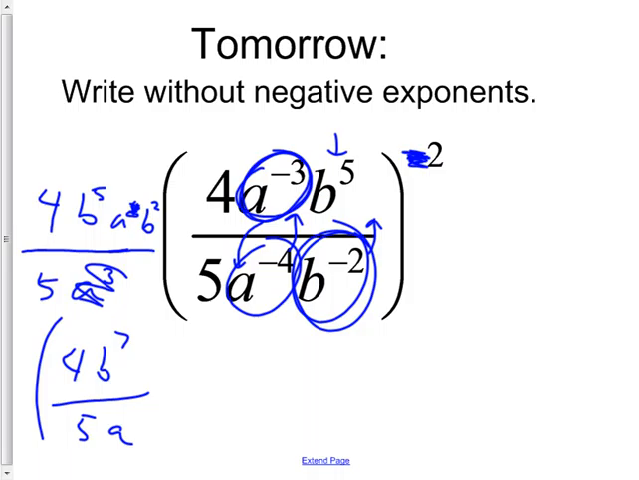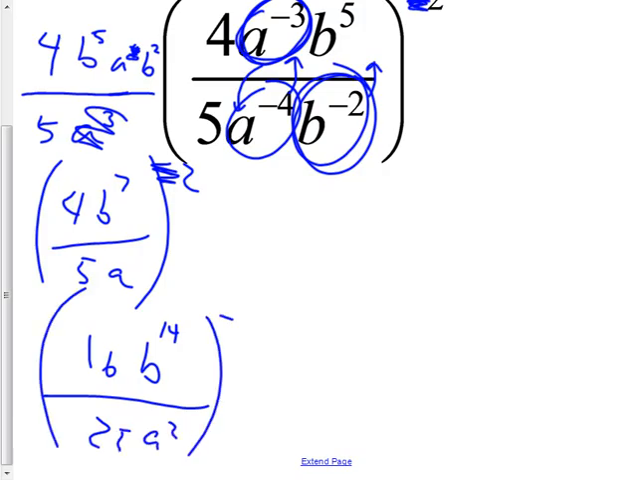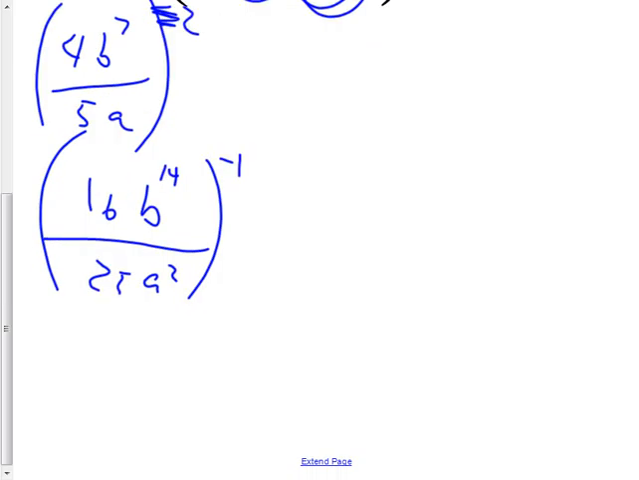So there it is, and I got to do that to the negative 2 power. And then I ignore the negative for now, and I square everything. 16, b to the 7 times 2 is 14th, over 5, so it's 25a squared. And then I got to remember that I actually never handled that negative up there, so now I just flip the whole thing. And it ends up being 25a squared over 16b to the 14th.